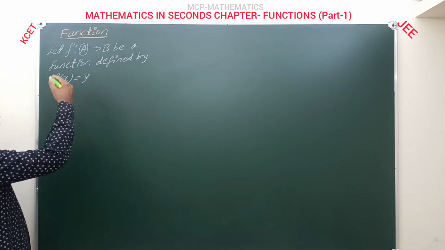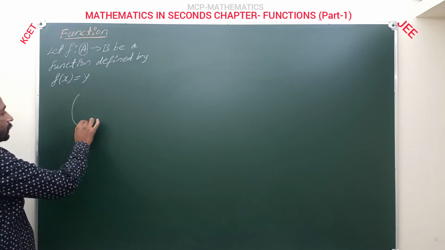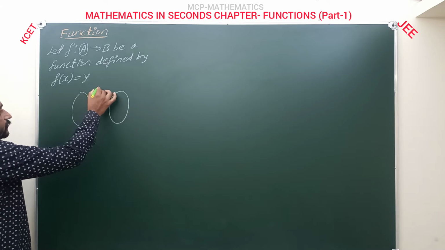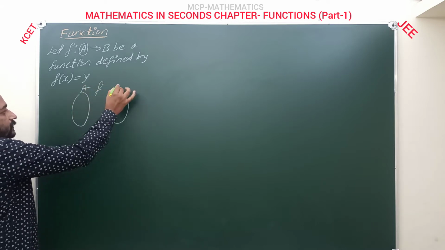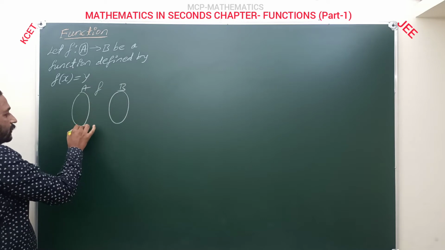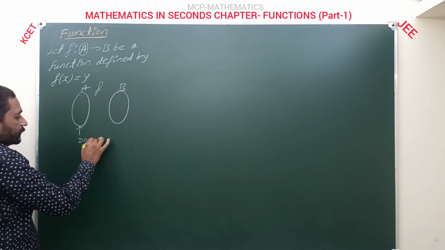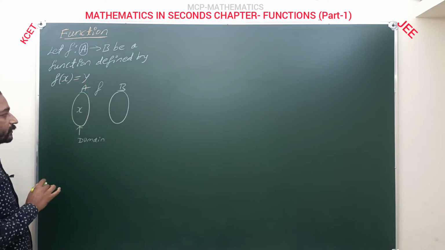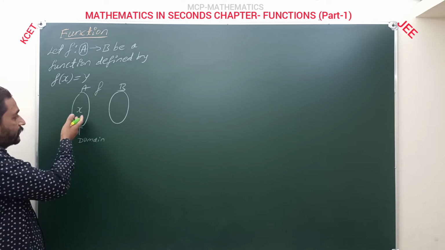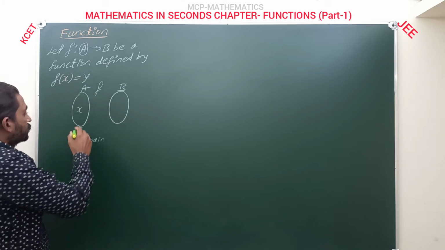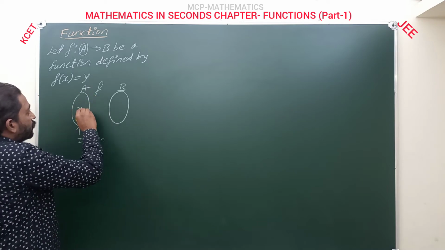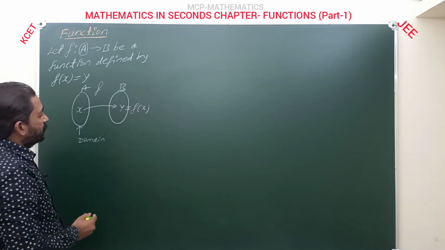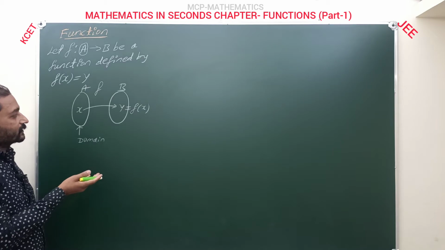This function can be represented in a picture. This is the domain, this is the codomain, and the range is also there. So f is the function from A to B, and A is the domain. In this domain, the elements are in the form of x. So we have to find the x values, that is the domain. At these points, the function is defined. So we put the input value x, and we get the output value y, that is equal to f of x. This is the range.